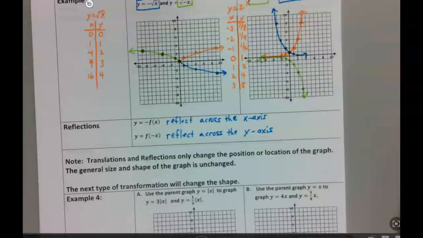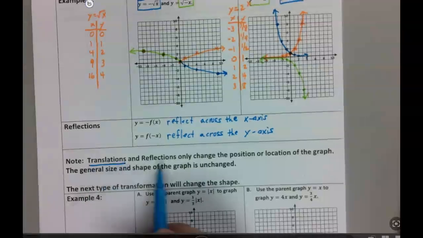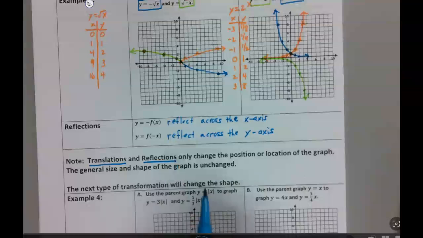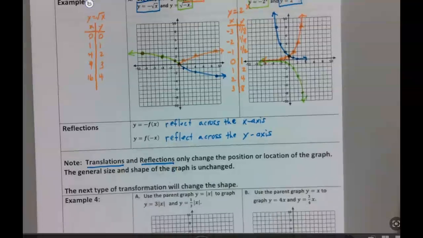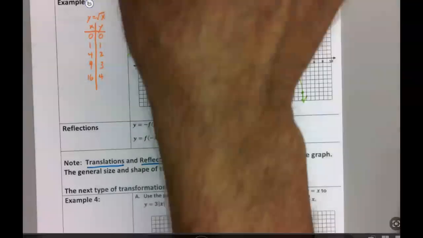Okay, translations, which is what we've done, and reflections, which we've just done, only change the position and location of the graph. The general size and shape of the graph is unchanged. Now we're going to do that.